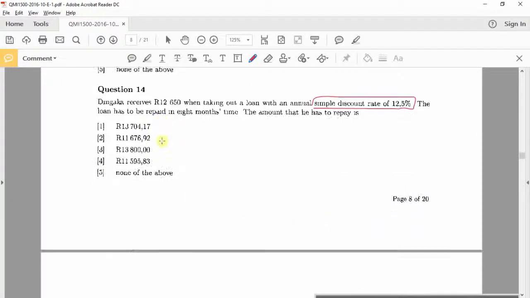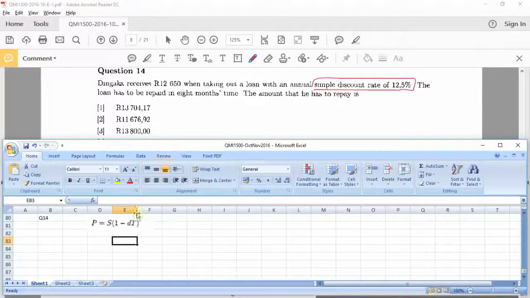So D receives that when taking out a loan. If I'm taking out a loan, the loan has to be repaid in 8 months' time. The amount that he has to repay. So PV is 12,650, which equals the FV or the S times brackets 1 minus the d times t. The discount rate is 0.125 times the time. What is the time? 8 months, so 8 over 12.